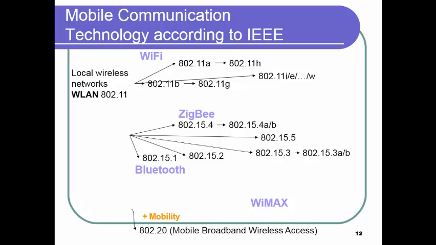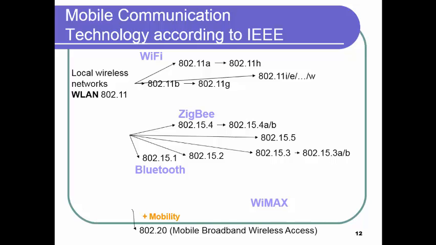So these are the categories that we already discussed, different IEEE standards for Wi-Fi. So 802.11a to 802.11h, 802.11b to 11g, 802.11i up to w. Then other wireless technologies with their standards.